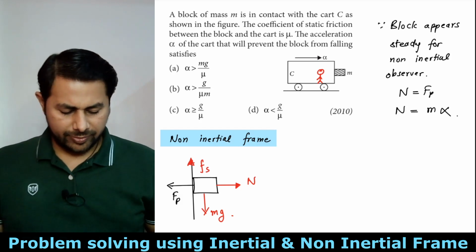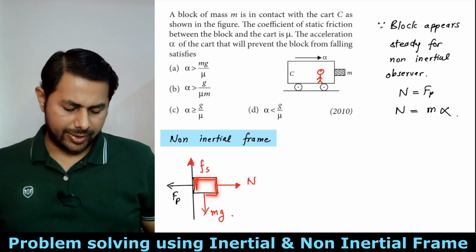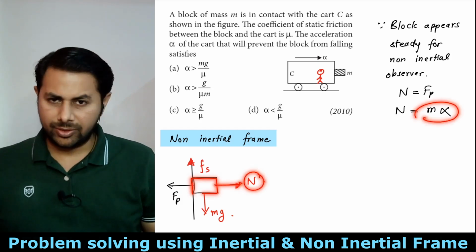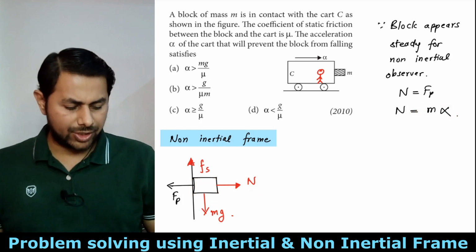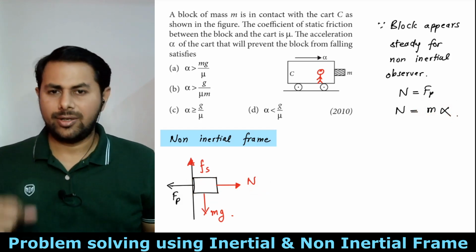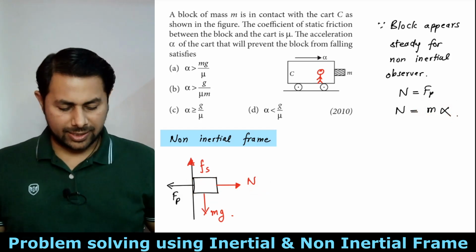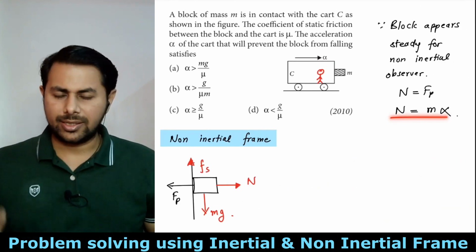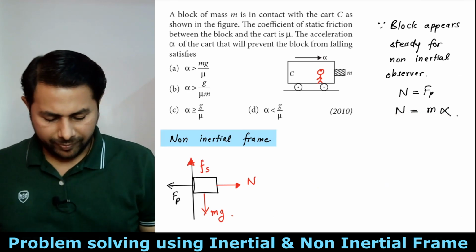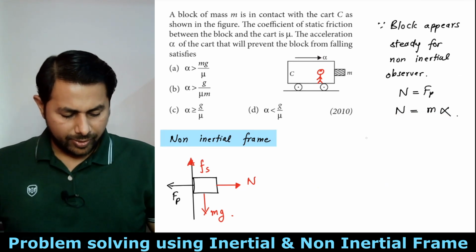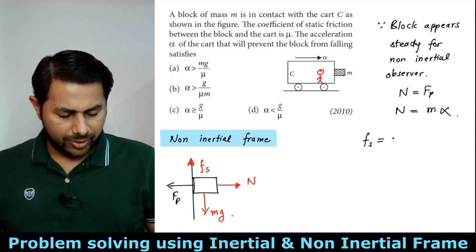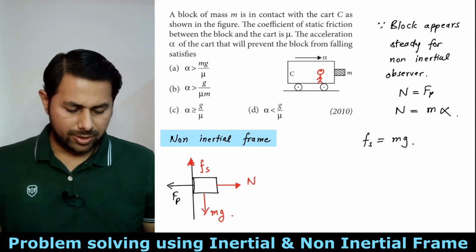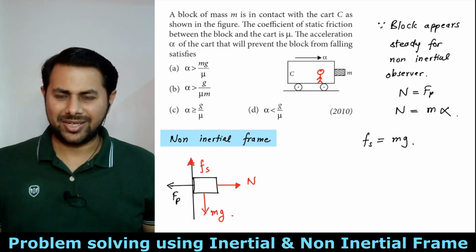And then it's very simple. So he says, okay, so now it seems to be balanced, so normal reaction is in this direction, and he found the magnitude of normal reaction, it's m times alpha, by a completely different argument compared to this observer. So he found that N is equal to m times alpha, and then Fs must be equal to what? mg, because it's not falling down, if it is not stuck with the wall by some adhesive.